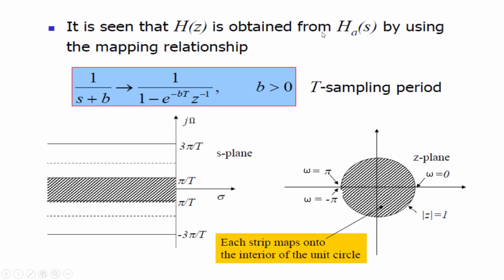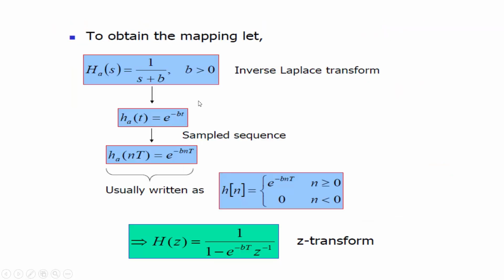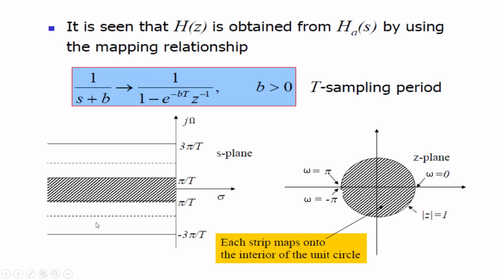Now it is seen that H(z) is obtained from H_a(s) by using the mapping relationship. Now this is the mapping. What is the mapping? This is the H_a(s) given. From there we will get 1 over 1 minus e to the power minus bT z to the power minus 1, as we have derived it here. So this is the mapping from the analog domain to the digital domain, where b is greater than 0 and capital T is the sampling period. So that means analog domain transformation to the digital domain transformation. That means S domain transformation to Z domain transformation.